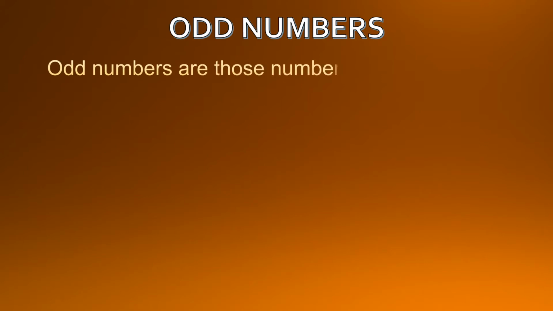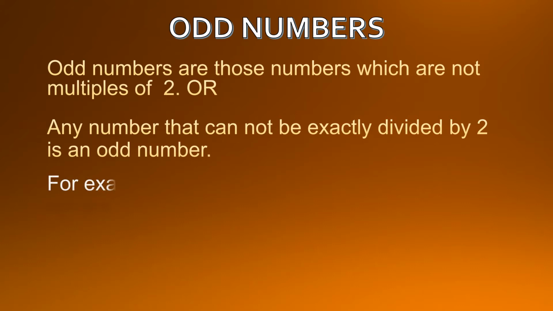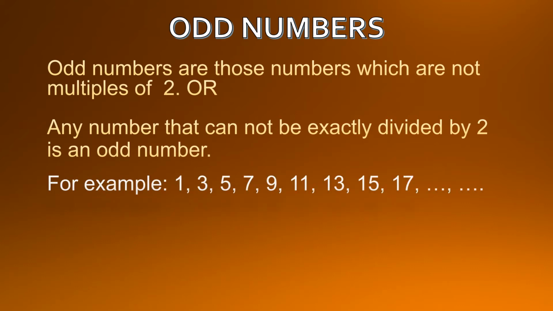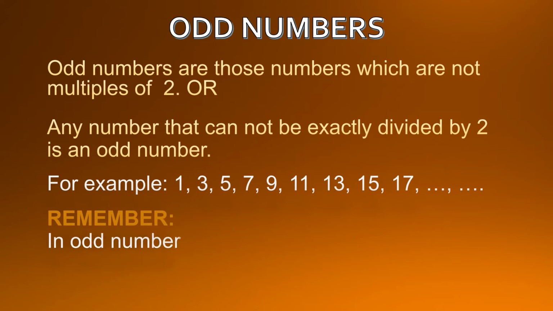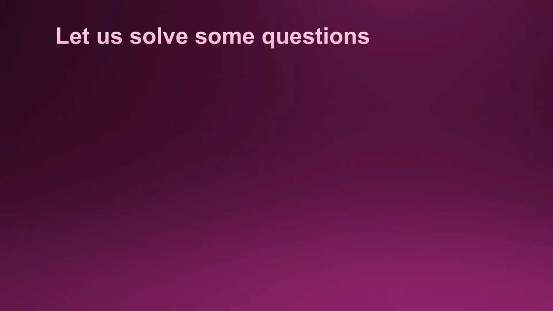The next is odd numbers. Odd numbers are those numbers which are not multiples of 2, or any number that cannot be exactly divided by 2 is an odd number. For example, 1, 3, 5, 7, 9, 11, 13, 15, 17 are odd numbers. Remember, in odd numbers, one's digit or last digit is always 1, 3, 5, 7 or 9, and the smallest odd number is 1. Let us solve some questions.